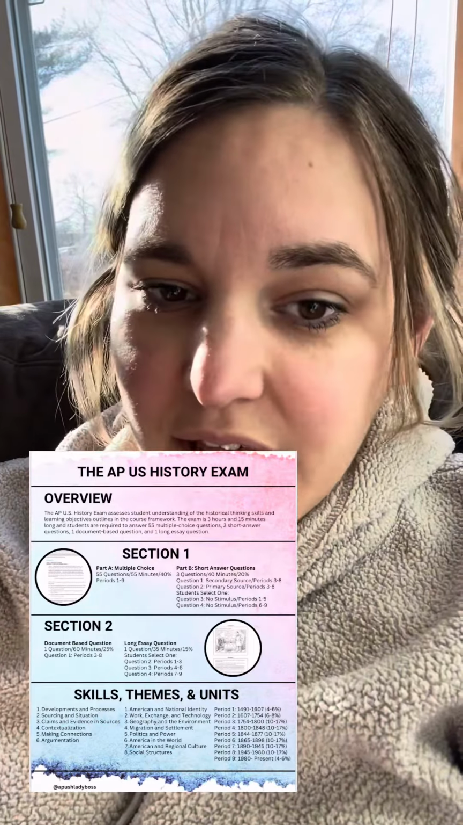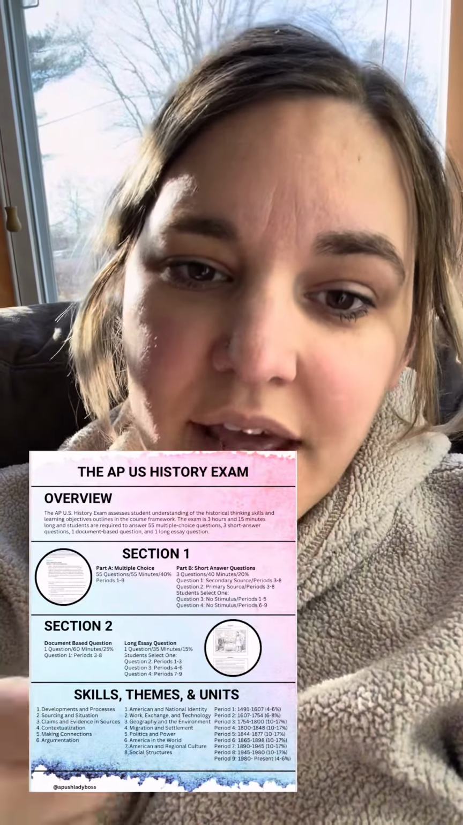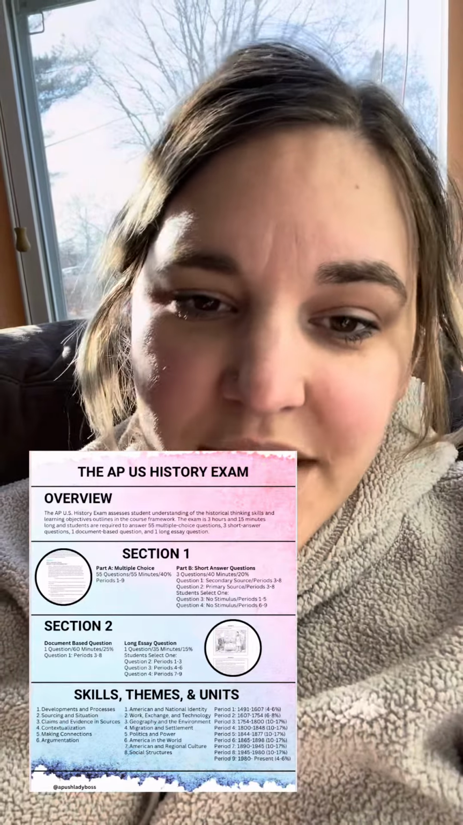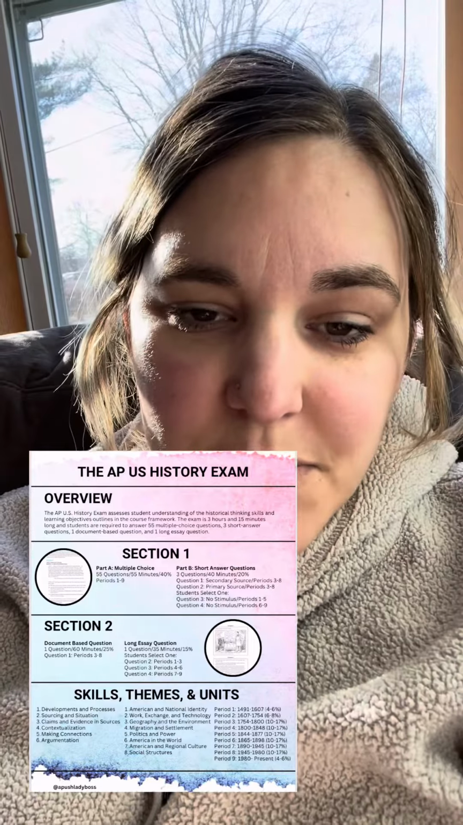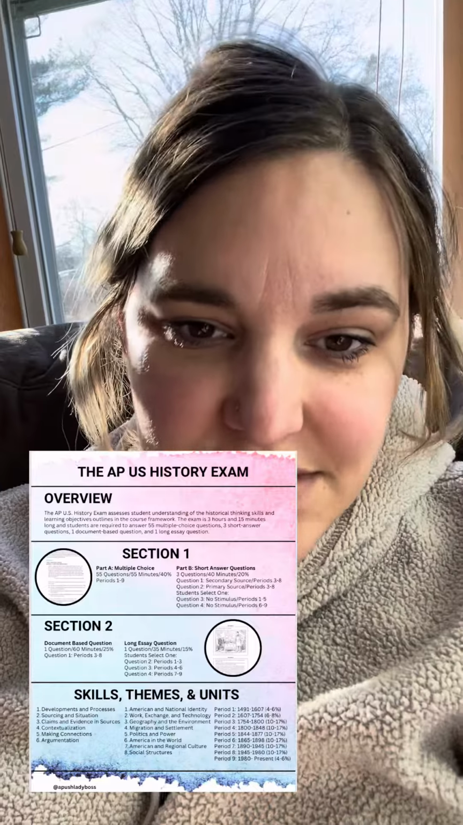Then you move to the LEQ, and the LEQ is going to have 3 choices. You have to answer 1, and each of them is going to come from a different time period. So LEQ option number 1 is going to be from the periods 1 through 3. Option 2 is going to be from the periods 4 through 6. And option 3 is going to be from the periods of 7 through 9.